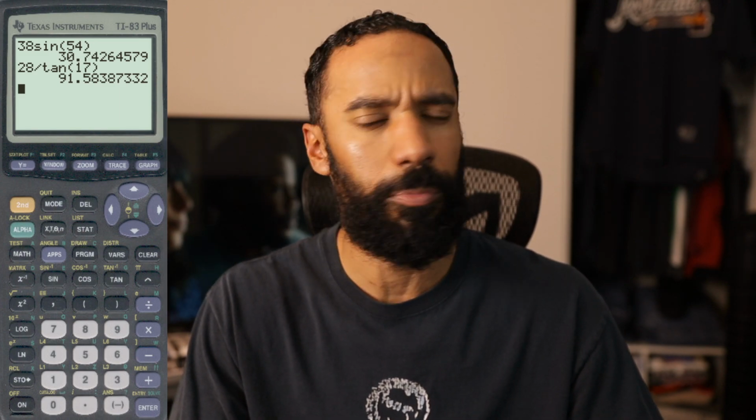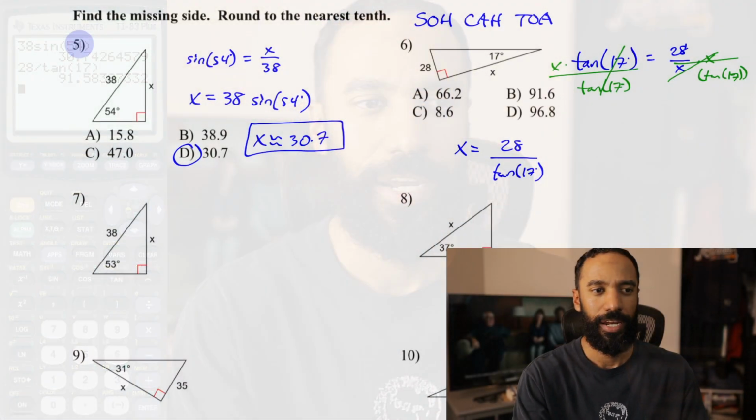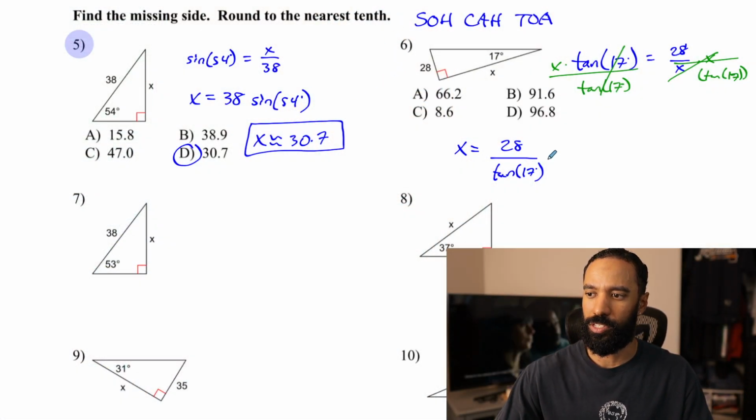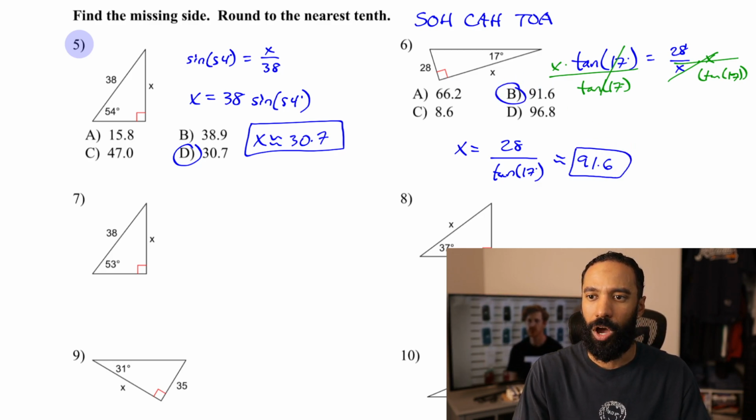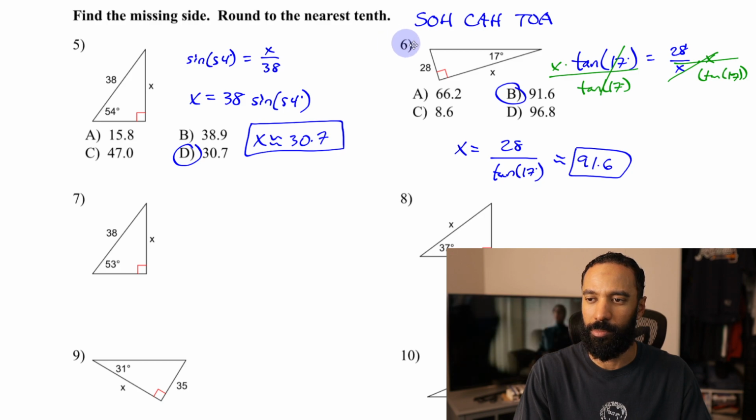28 divided by the tangent of 17. See, if you did times the tangent of 17 or something like that, you get a different answer. Yeah, definitely. 91.58, etc. 91.6 is what we're looking for there. 91.6, and that looks to be this answer, B. It's not degrees, that's a length, and we got it. Oh, that was number 6. I apologize. Normally I move that thing over.